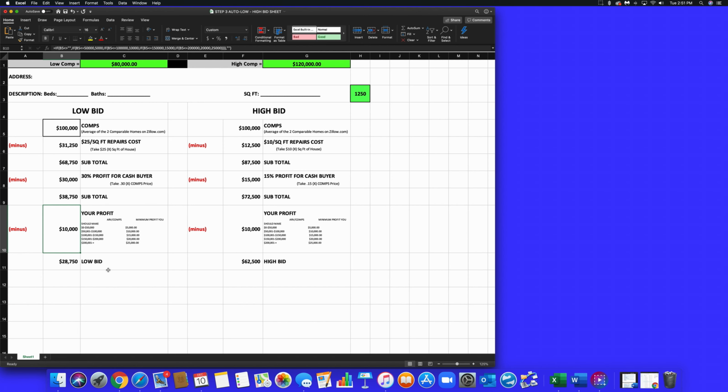Now, let's talk about the low bid and the high bid. This is a goalpost. These two numbers are goalposts. That does not mean you can't sign a property or negotiate a property below the low bid. The reason I say that the low bid is always zero is that is a more feasible goalpost.